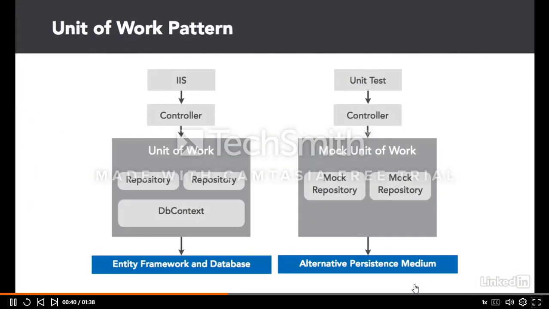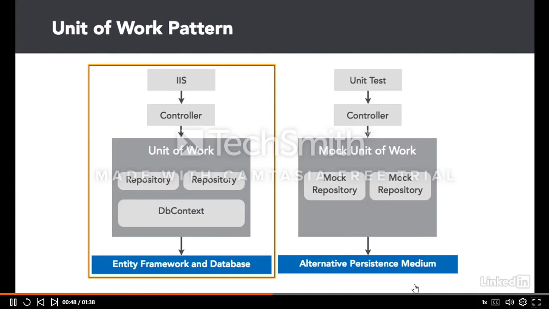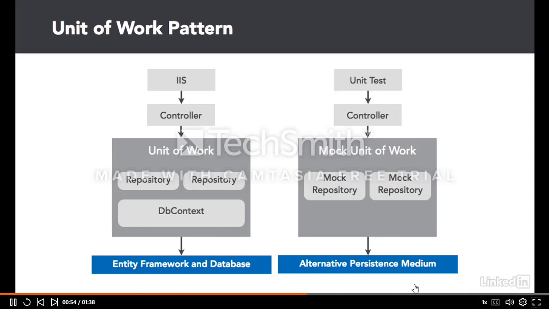For example, assuming I'm dealing with a model view controller application, this diagram shows how it all fits together. On the left, after requests come into the controller via IIS, which is Microsoft's web server, you'll notice both repositories are in the unit of work, which also contains the database context, where it keeps track of changes. It then sends commits to the database either directly or possibly using an object relational mapper like Entity Framework.